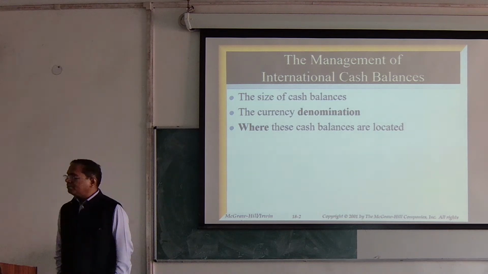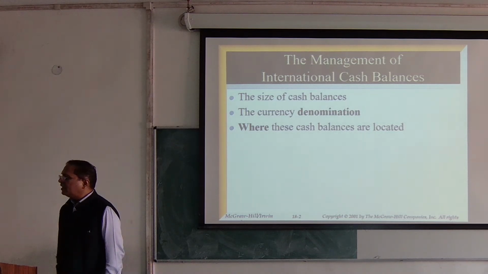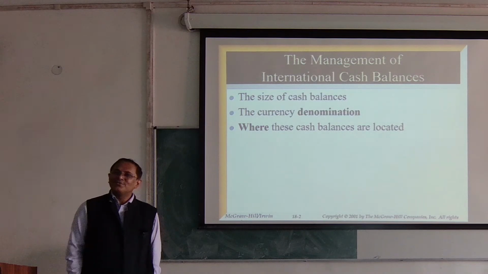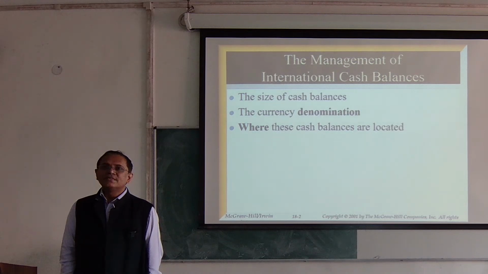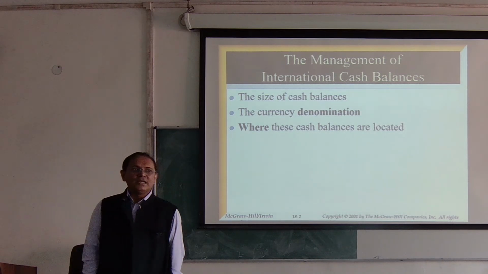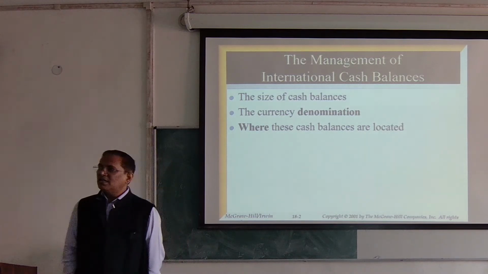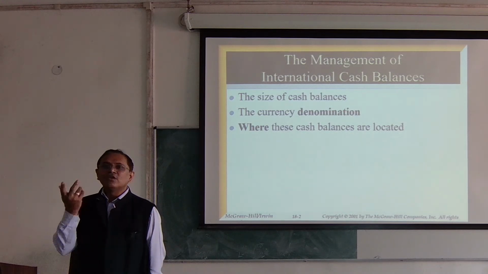Next is where the cash balances are located. That's also very important. Is everything at the parent company? Not necessarily should it be at the parent company. Look at the balance where you find the currency is going to appreciate more. Suppose you have 10 branches, then those 10 branches will have 10 different currencies. Branches here means 10 different country locations. So 10 different currencies, and you have to store them at one of the places.